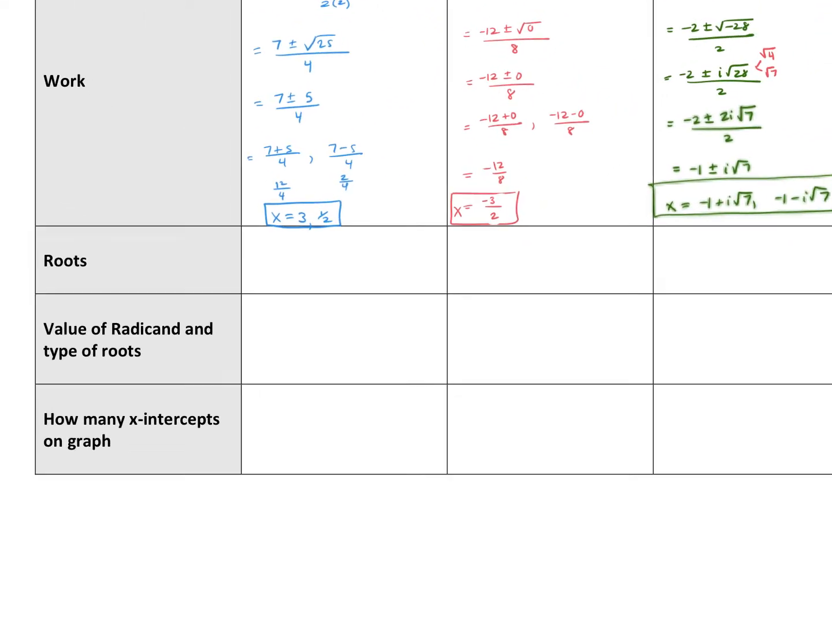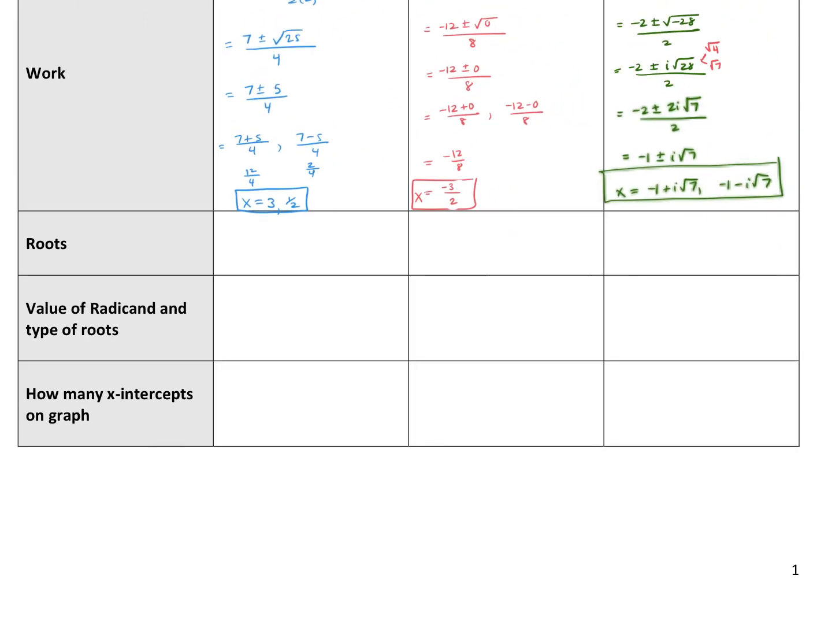Okay, so let's keep filling in. The roots is what we just found solving for x. So if we go ahead and fill in, the roots of our first column are 3 and 1/2. The roots of our second equation are negative 3/2, and the roots of the last one are negative 1 plus i root 7 and negative 1 minus i root 7.